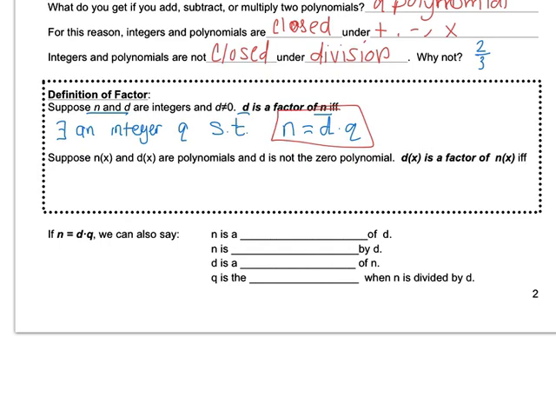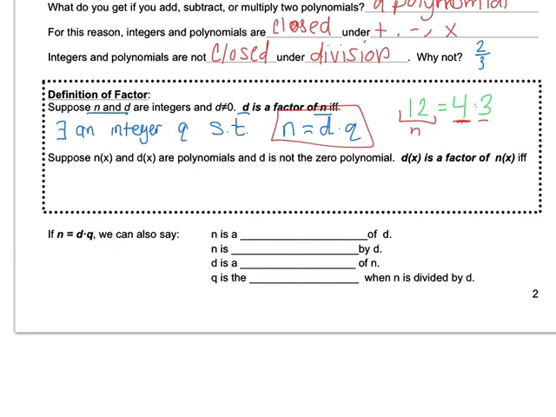So for just a quick example, how do I know that 4 is a factor of 12? Well, because I can write 12 as 4 times some other number. In fact, that number q would be 3. So something is a factor of a number n if and only if that n can be represented as the factor times q.